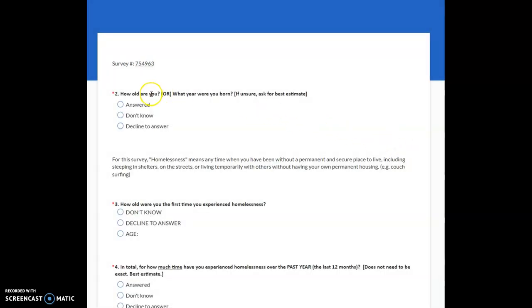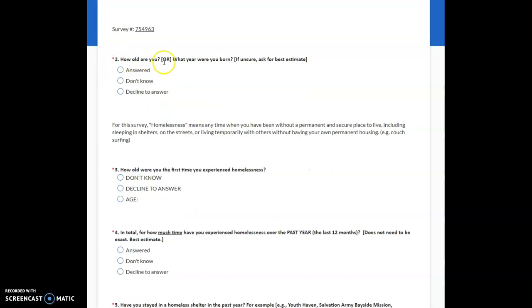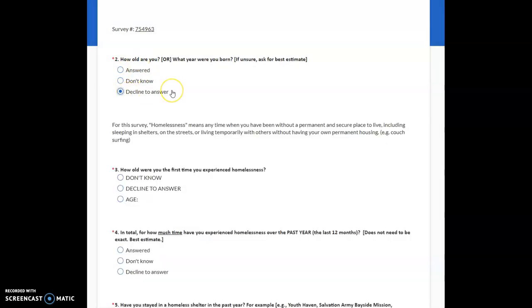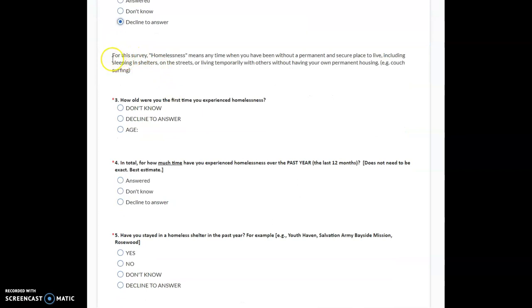And continuing on with the survey, so you'll ask how old are you or what year were you born? And so if the respondent answers, then you'll fill in their age. And again, every question is optional, so there's a decline to answer option. And for this piece, we'll just explain to the participant that for this survey, homelessness means any time you have been without a permanent and secure place to live, including sleeping in shelters, on the street, or living temporarily with others without having your own permanent housing, such as couch surfing.